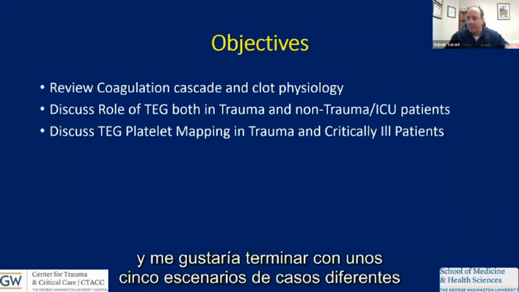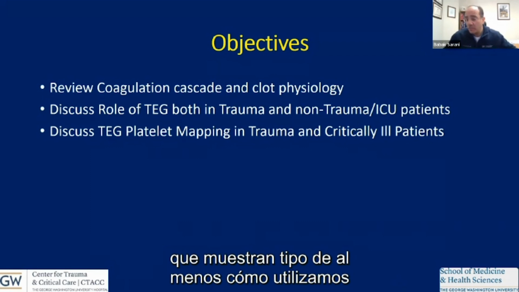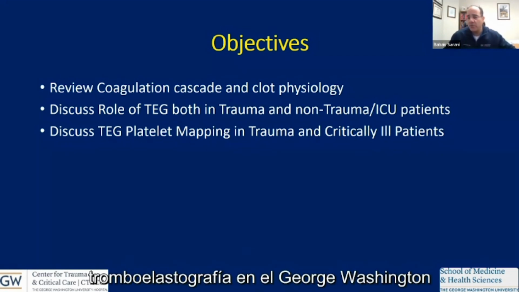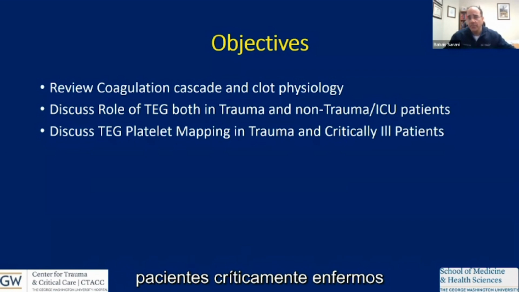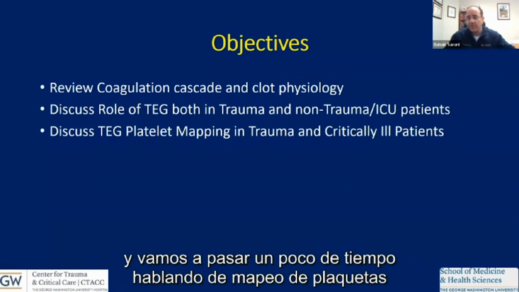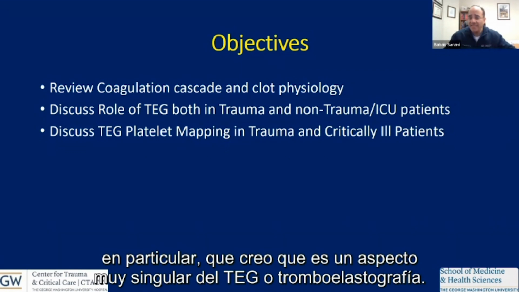And I'd like to end with about 5 different case scenarios showing at least how we use thromboelastography at George Washington for the management of critically injured, critically ill patients. And we'll spend a little bit of time talking about platelet mapping in particular, which I think is a very unique aspect of TEG.